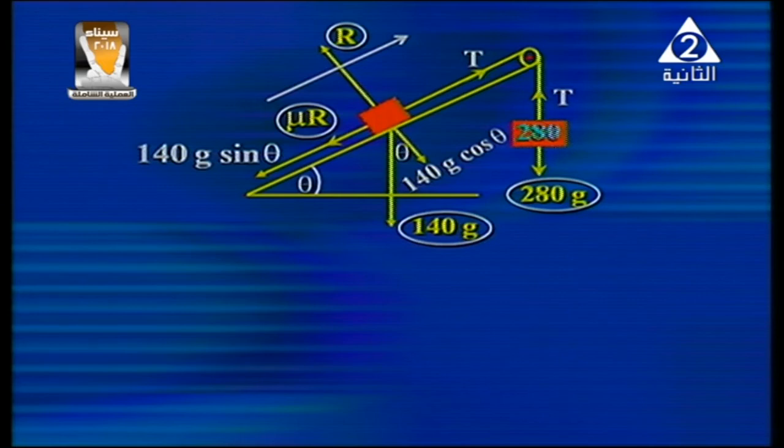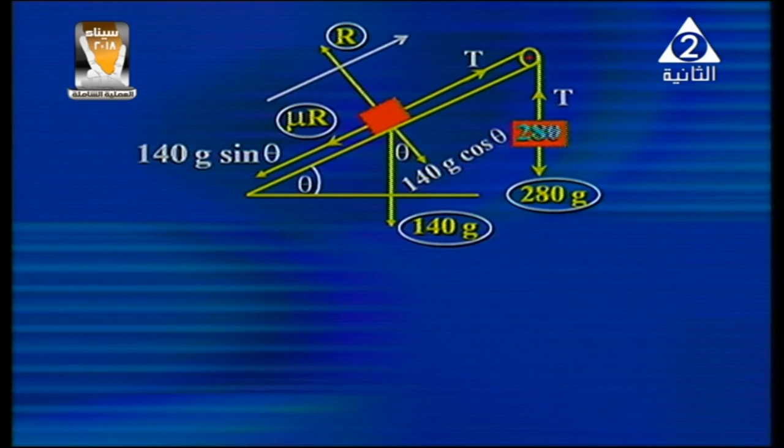140 g is its weight, represented perpendicular to the horizontal. We resolve 140 g into two components along two lines, the x-axis and y-axis. The first is vertically downward, 140 g cosine theta. Why? Because the rough plane is inclined to the horizontal plane by theta.